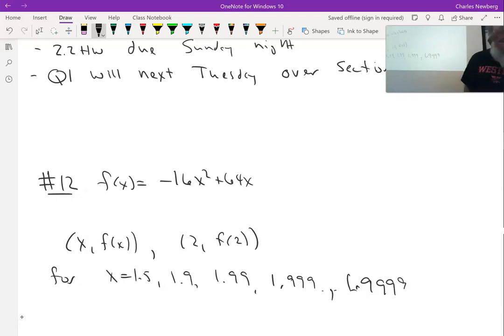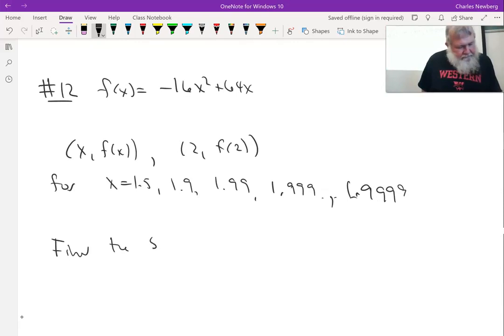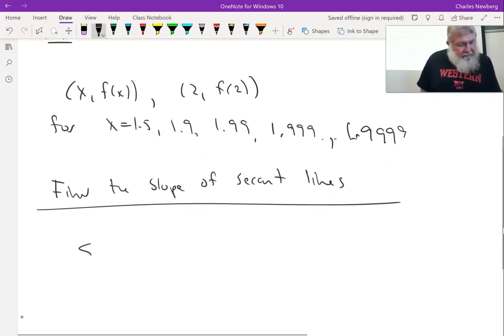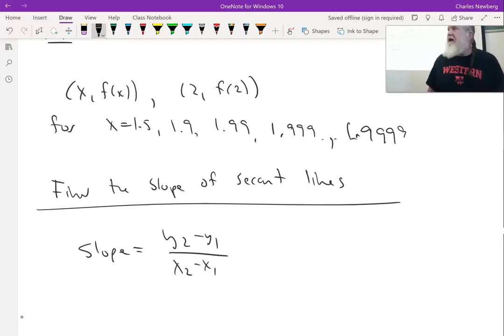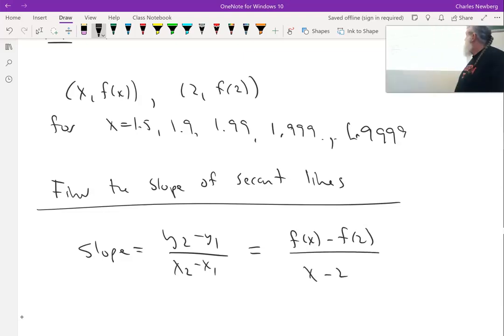All right, and what do we have to do here again? Find the slopes of the secant lines. And what do we know about a slope again? Slope again is what? The difference in the y's over what? The difference in the x's. So that same line formula we're going to be using a lot in this class. All right, so this is going to be then, I'm going to call this f of x minus f of 2, because we got that specific point, over what? X minus 2.